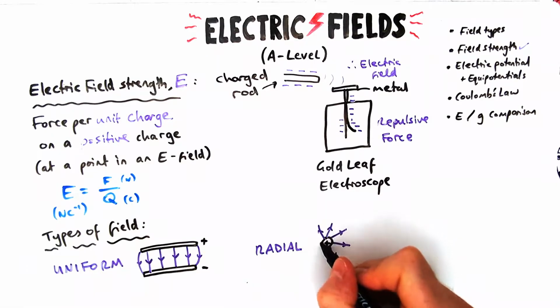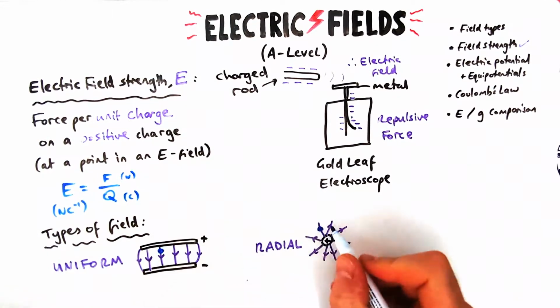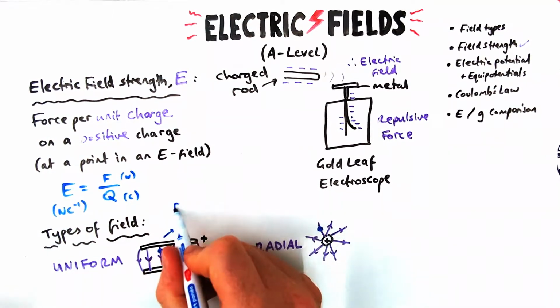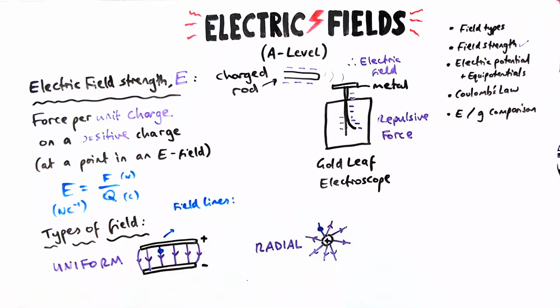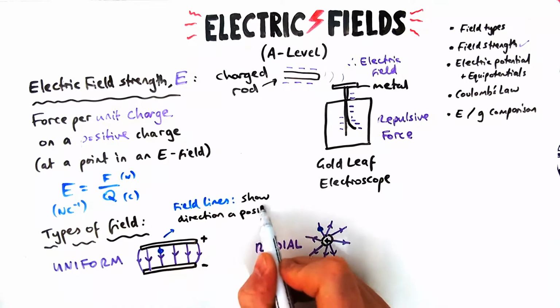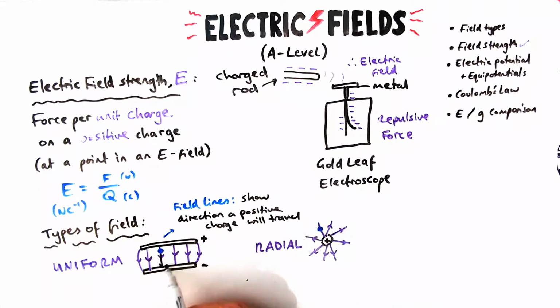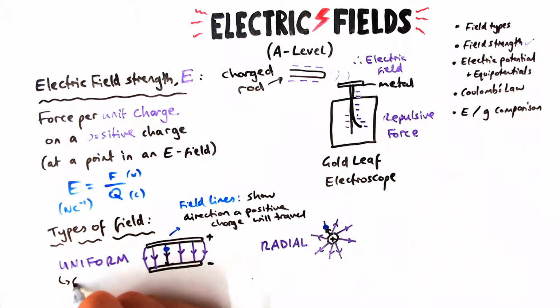In a radial field, that's due to there being a point charge or a spherical charge, with the fields pointing radially outwards. And the idea is that the field lines show the direction in which a positively charged particle or a positive charge will move. So in this diagram on the left, it's going to go down, be attracted towards the negative plate. On the right, it's going to be repelled away from my point positive charge.